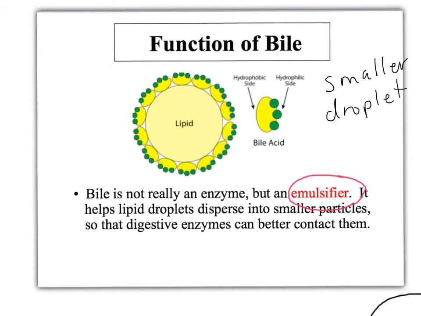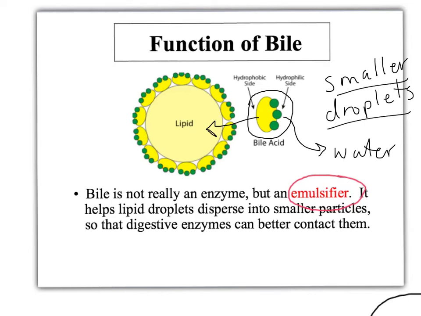much smaller droplets. So this is one of the components of bile, and it has a hydrophobic side that is attracted to the hydrophobic lipid, and then it has a hydrophilic side that's attracted to water. So the bile helps the lipid disperse into these smaller droplets so that they increase their surface area. And by having an increased surface area, they can come into better contact with the digestive enzymes like gastric lipase and pancreatic lipase that help you digest lipids.